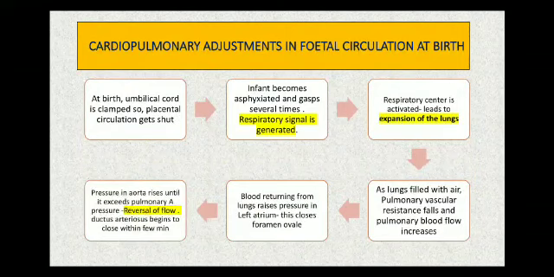So this is called reversal of flow, because initially we said through ductus arteriosus, the blood was going from the pulmonary artery to the aorta. This is reversal. And the ductus arteriosus will begin to close within a few minutes, though the full functional closure may take about 24 to 48 hours.